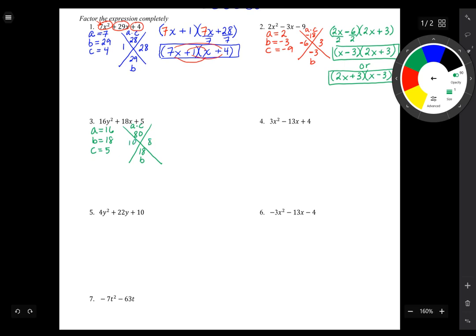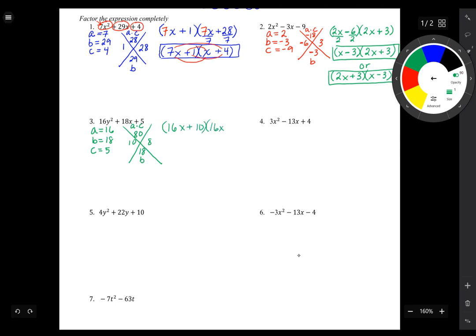Key thing is if a number ends in 0, one of the factors is going to be, well, I'm not going to say that for sure. Depending on the number, it could be 10. So 10 plus 8 is 18. So writing our factors, A is 16, so 16x plus 10, 16x plus 8.